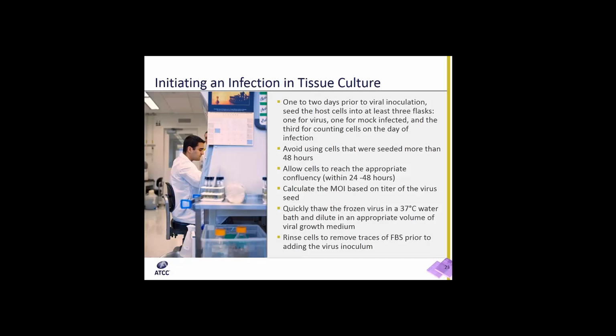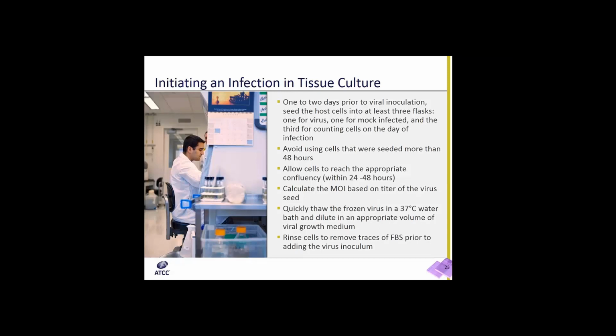Avoid using cells that are seeded for more than 48 hours, because you really want to use cells when they are in their exponential phase. Allow the cells to reach the appropriate confluency for the particular type of virus you wish to grow, and this should usually take place within 24 to 48 hours.